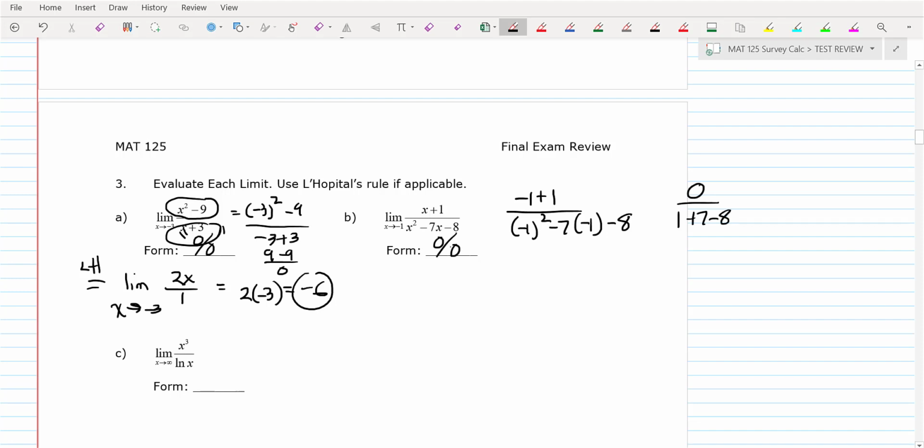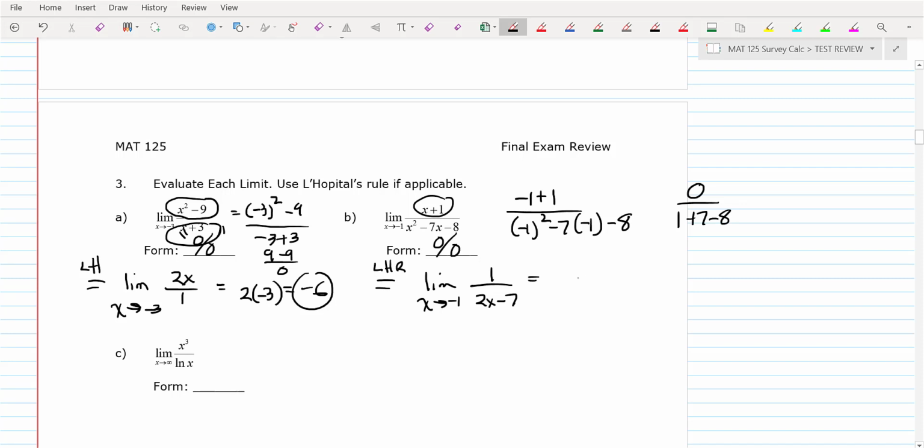That's 0 over 0. Okay, so you just need to make sure that you're paying attention to that. Since it's 0 over 0, then you can apply L'Hopital's rule. So you would end up having the derivative of the numerator is 1, and the derivative of the denominator is 2x minus 7. Try again. I think it'll work.